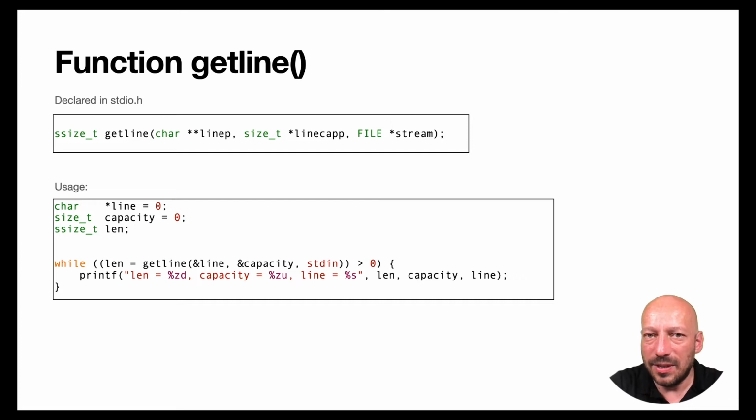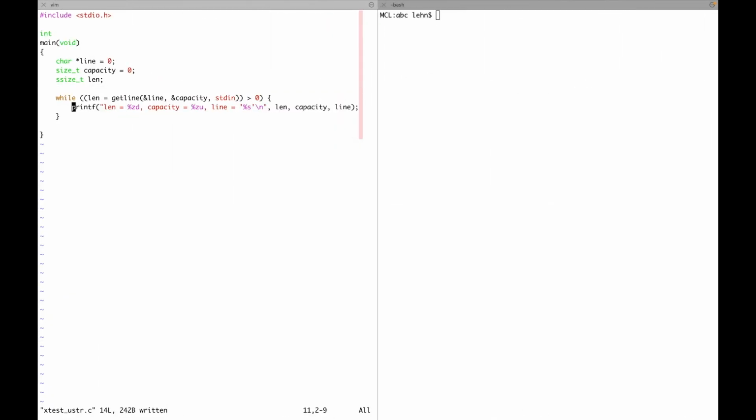Now let me show you in the demo how to use this function. I get back with len the number of characters in this line. I pass a pointer to this line buffer. I pass a pointer to this capacity. And in the loop I print out all these things.